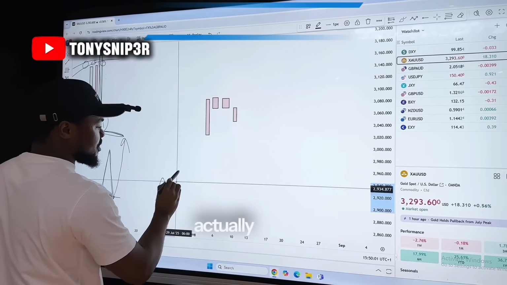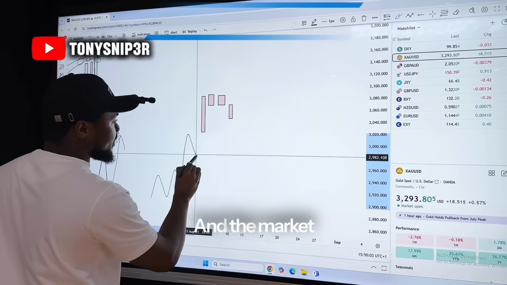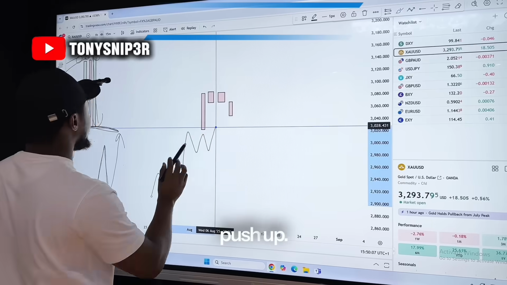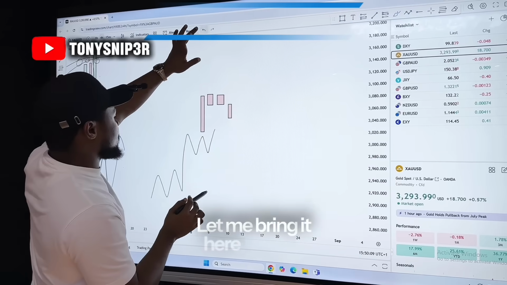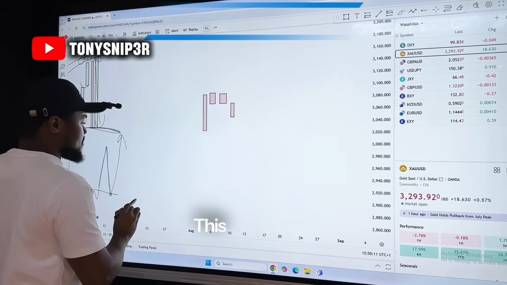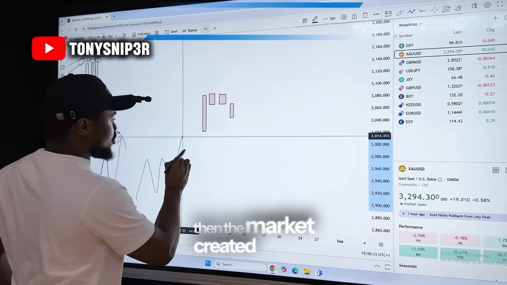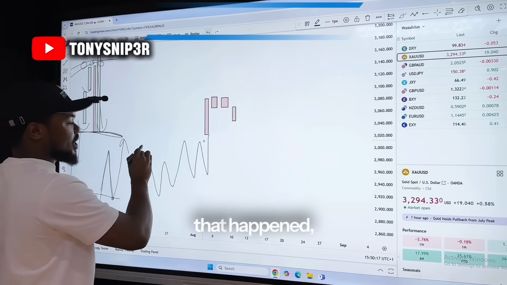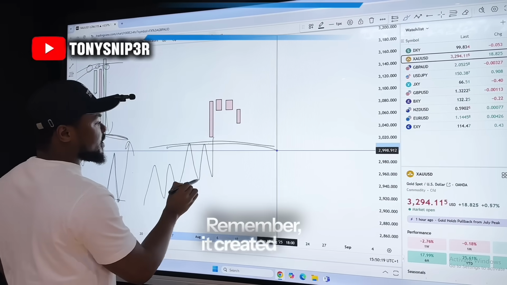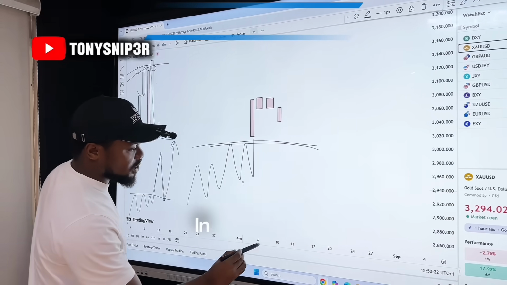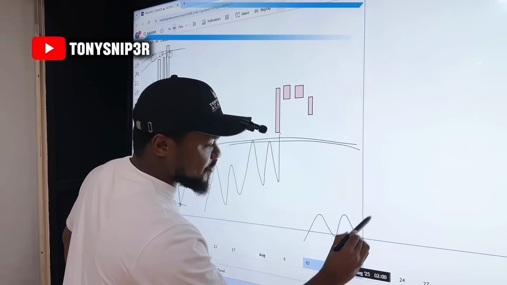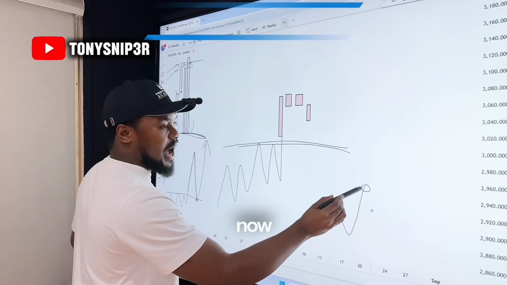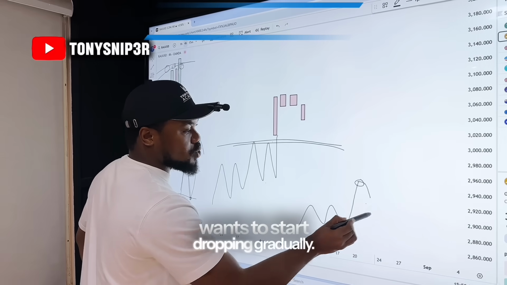Remember, this market was actually buying, right? And the market creates a double top, drops back, and the market pushes up. Let me bring it here so it will be clear. This market was actually buying, then the market created a double top, then pushed. Now this is the push that happened, right? Remember, it created the double top, then pushed. In other words, like this, then the market pushes up. Now, the market is acting as if it wants to start dropping gradually.